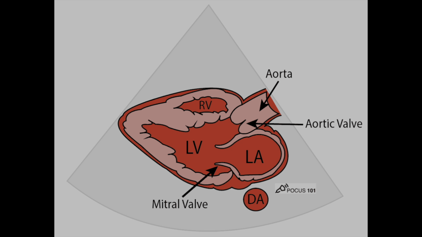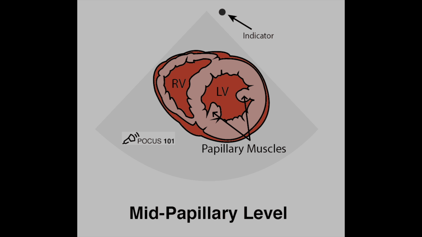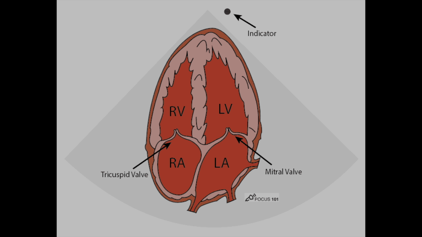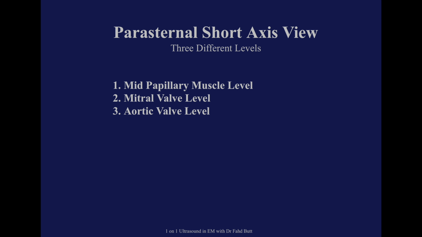Now, to recap, we have spoken about parasternal long axis view. Second view was parasternal short axis view, and the third view was apical four-chamber view. Now let's talk about parasternal short axis view a little bit more. There are 3 different levels at which you can obtain parasternal short axis view, which is at the mid-papillary level, at the mitral valve level, and at the aortic valve level.